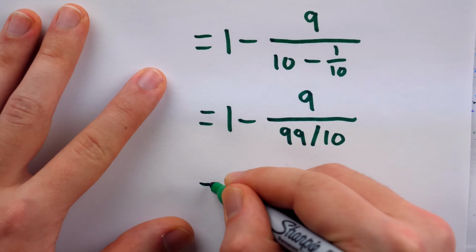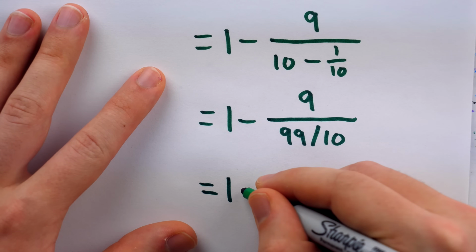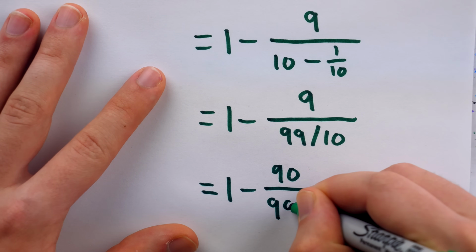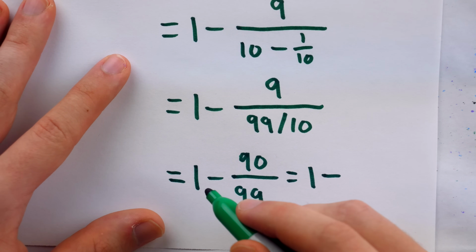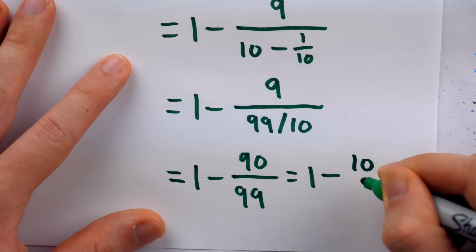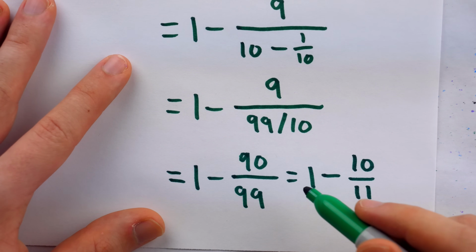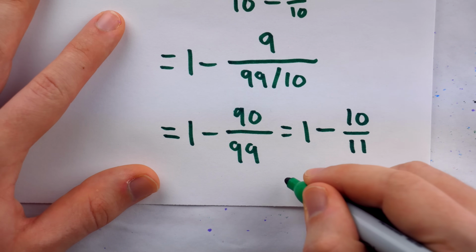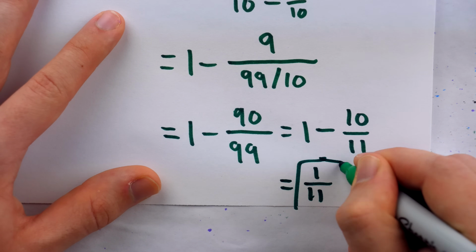Of course, dividing by 99 over 10 is the same as multiplying by 10 over 99. So this would become 90 divided by 99. The 9's then cancel out, and so at last this becomes 1 minus 10 over 11. Of course, 1 is the same as 11 over 11, so this is 11 over 11 minus 10 over 11, giving us the same exact thing as before, 1 over 11.